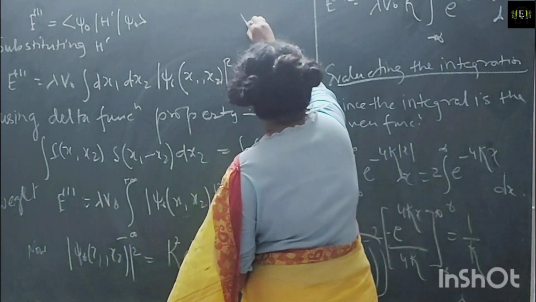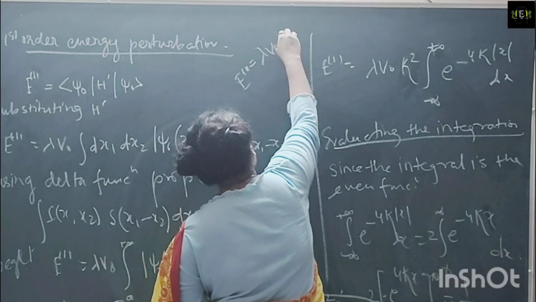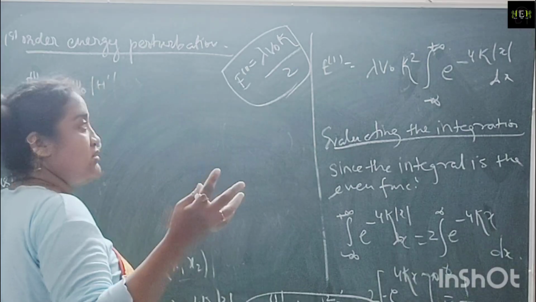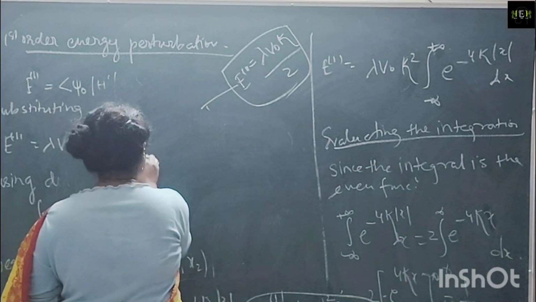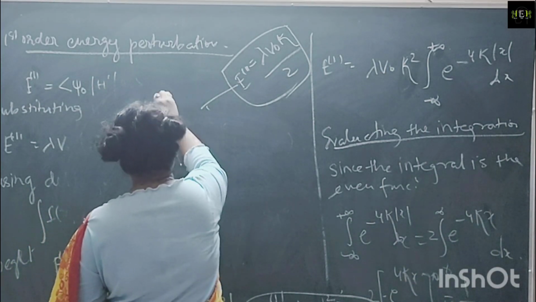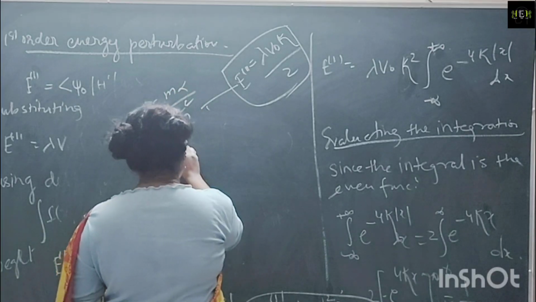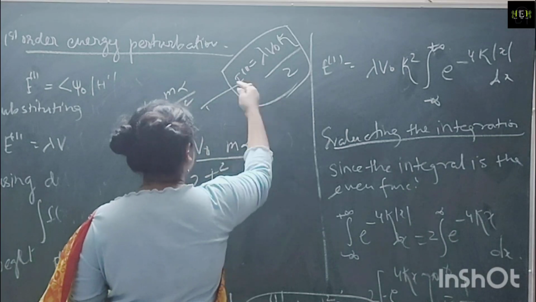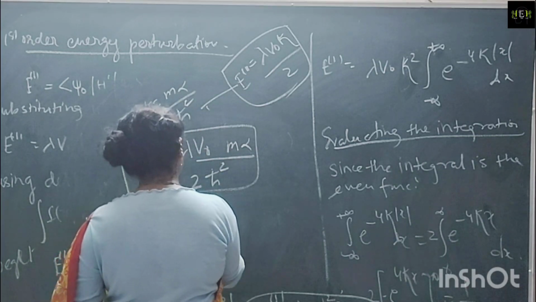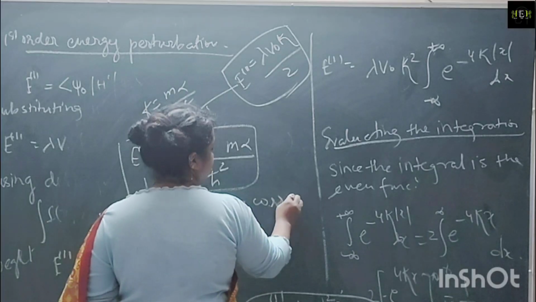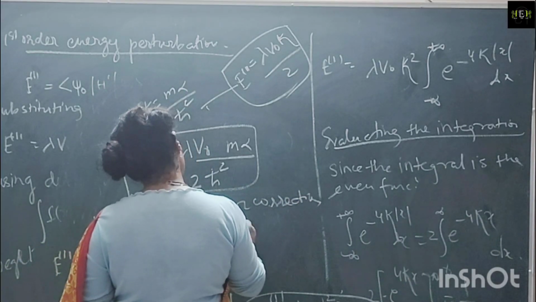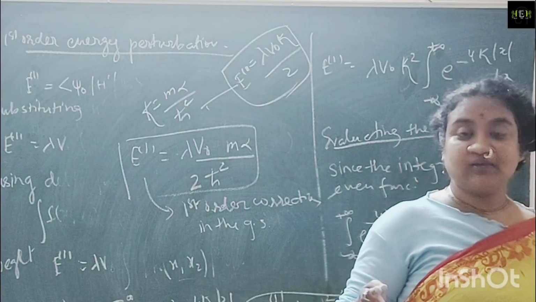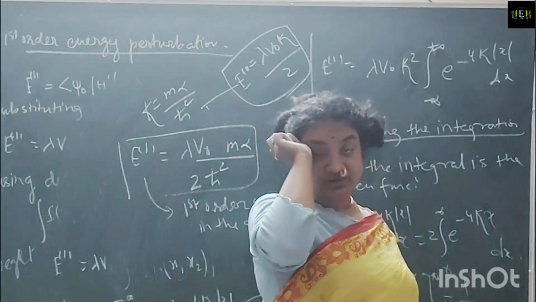Or you can say directly that E1 is lambda V naught kappa by 2. I have not been given kappa in the question; we substituted kappa ourselves. Since kappa is equal to m alpha by h cut square, I can write the value of kappa here: E1 is lambda V naught m alpha by 2 h cut square. So my E1 is this, and this is the first order correction in the ground state. Now if you want, I will show you how I calculated the ground state wave function for the delta function.